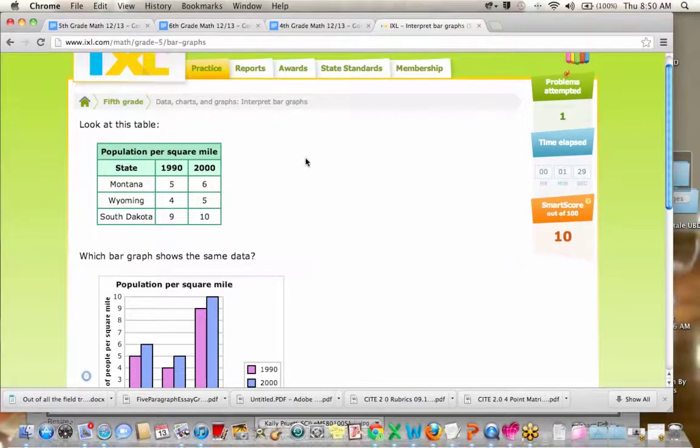Okay, now it gets a little more complicated as we move on. Look at this table. Population per square mile. So we have Montana, Wyoming, and South Dakota. And then we have the year 1990 and then the year 2000.